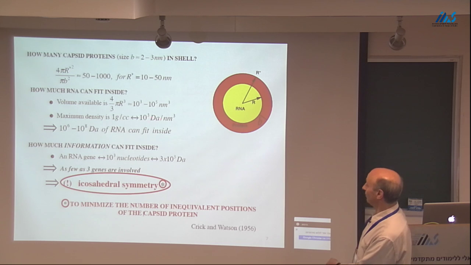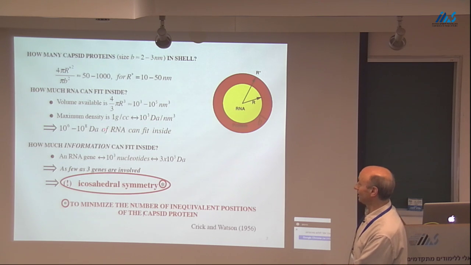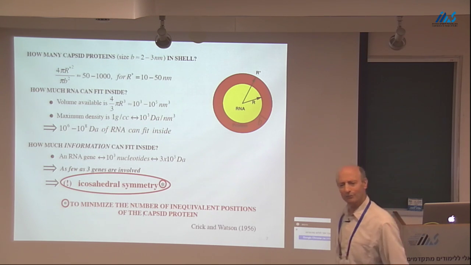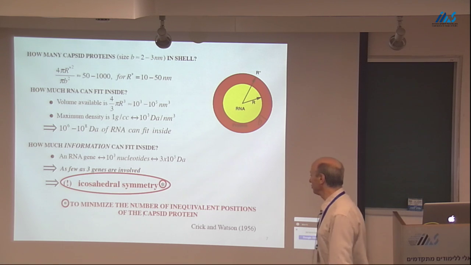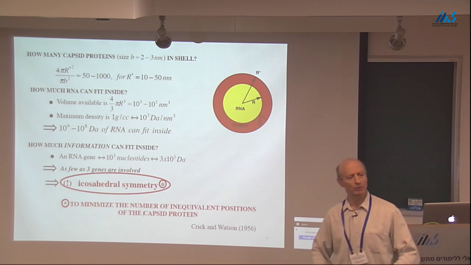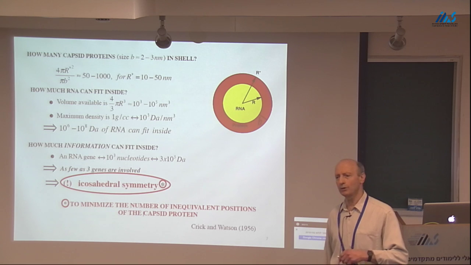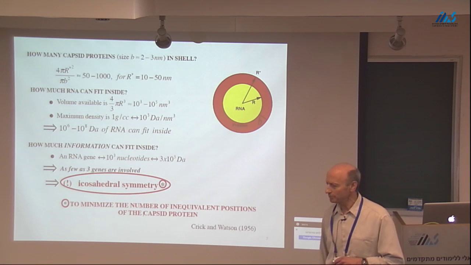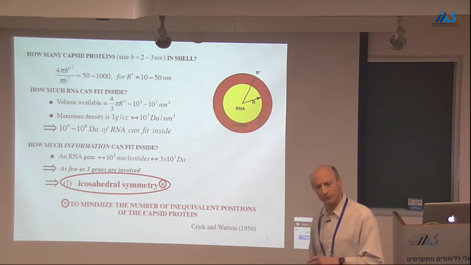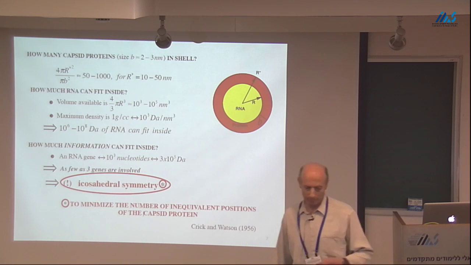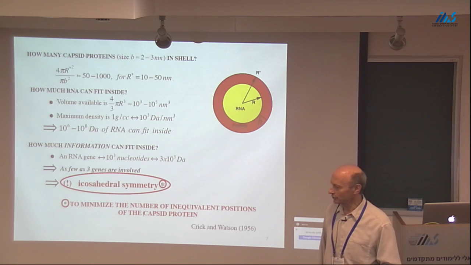So you see how many Daltons or how many nucleotides of RNA you can fit inside. And you see that it's on the order of thousands, which means you can only have a few genes. So the first genomes sequenced were viral genomes. They're by far the shortest, so of course that would be the case.